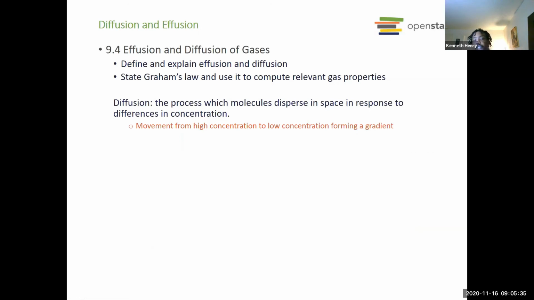We're going to talk about diffusion and effusion. Diffusion is basically the process where molecules are distributed or dispersed in a space in response to differences in concentration or differences in gradient. It's passive. It doesn't require energy. It's a passive way of gas movement.